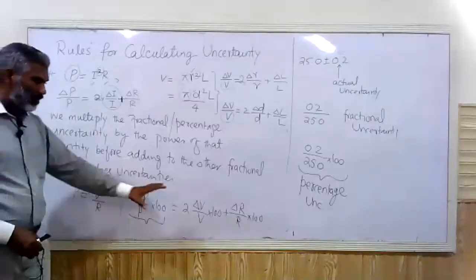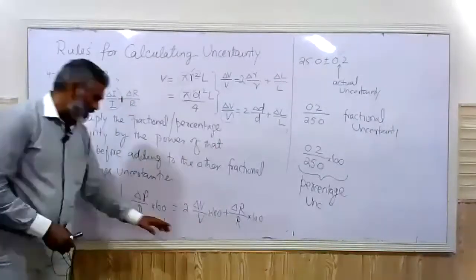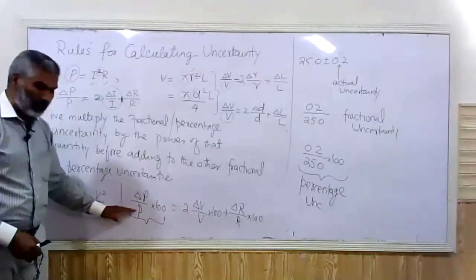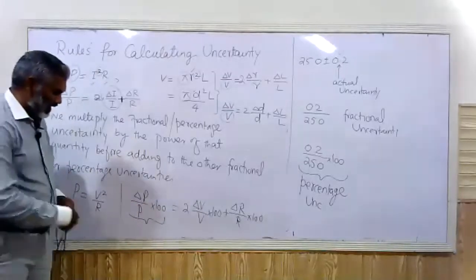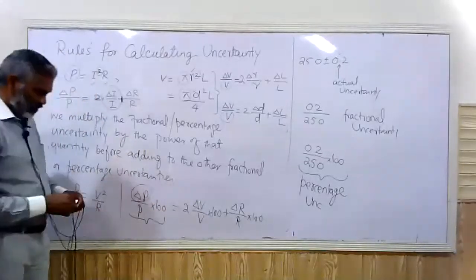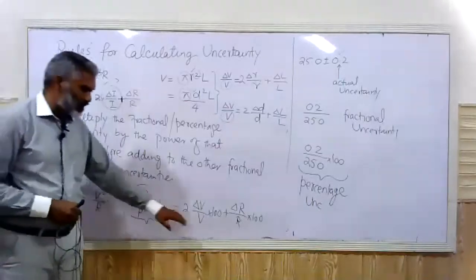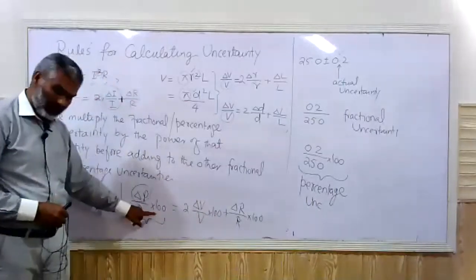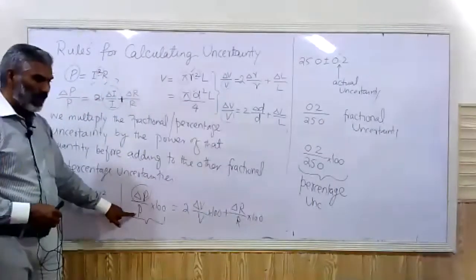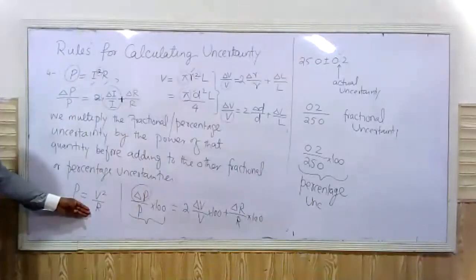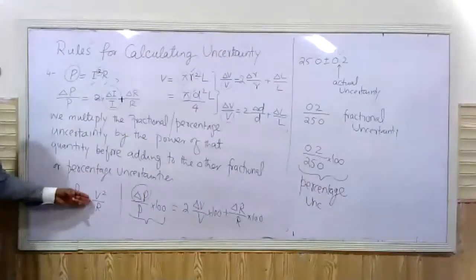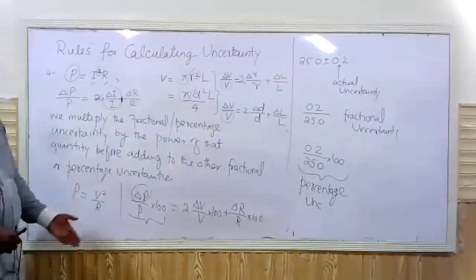That means whatever we get on this side is delta P over P into 100. And when I want to calculate the uncertainty from this formula, I will first divide the number on the right hand side by 100 and then multiply it by P. And P of course can be calculated using this formula from the values of V and R given in the question.